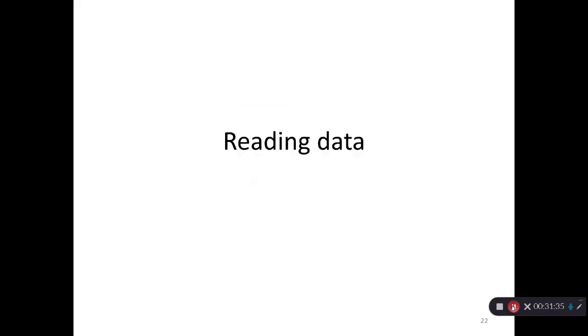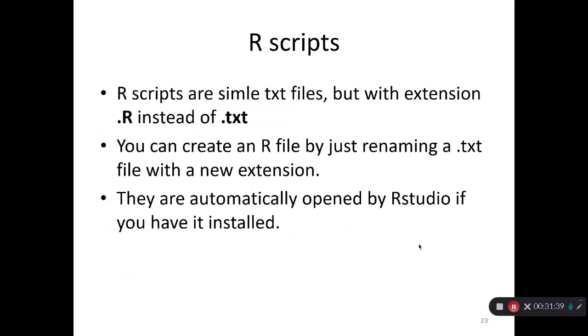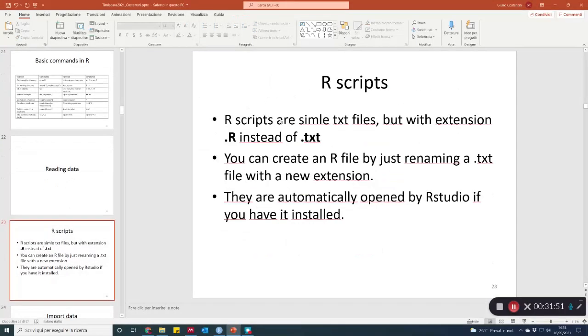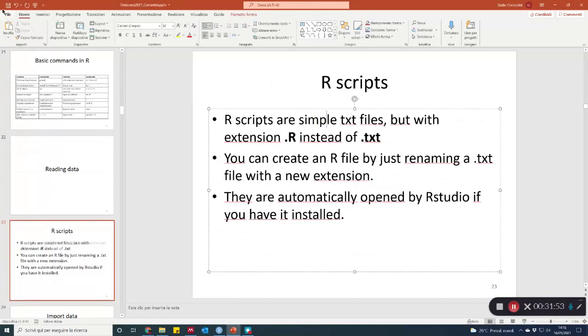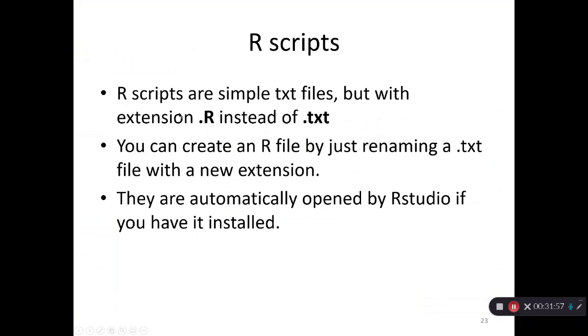Now, enough of the very, very basics of R. Let's try reading some data. But before that, let's talk a little bit about R scripts. So we have been editing this txt file. This is an R script, just a simple text file, but you can typically give it an extension of .r when you save them instead of txt. In this way, when you double click on a .r file, it will be opened by RStudio.